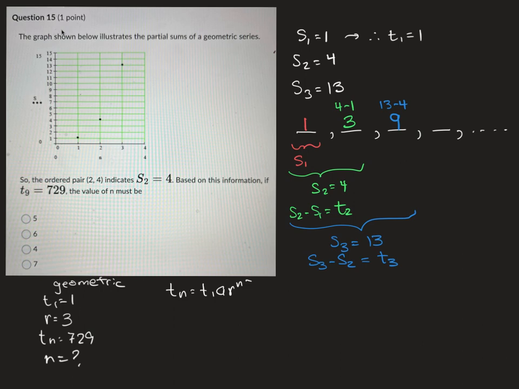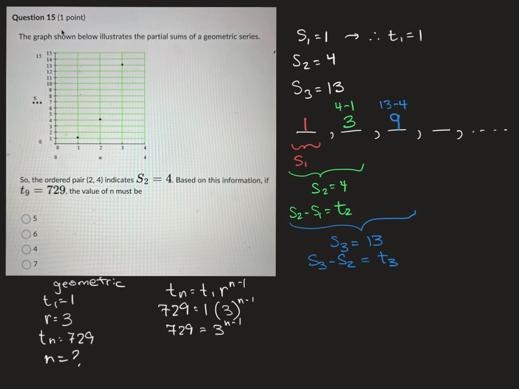Sorry, I doubled up on the A and the T1. So T1 times r to the n minus 1 equals Tn. And then we sub in what we have. So 729 equals first term, which is just 1, times common ratio of 3. And then we don't know n, so n minus 1 in the exponent. And then the 1 is just, we can divide that over, but it's just 1. So 729 still stays the same, equals 3 to the n minus 1.